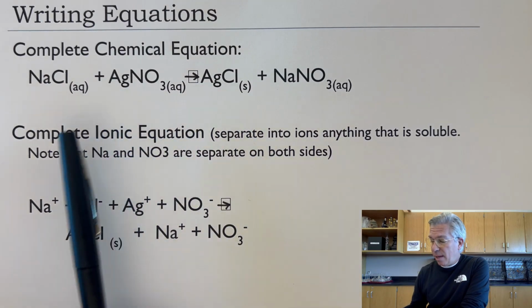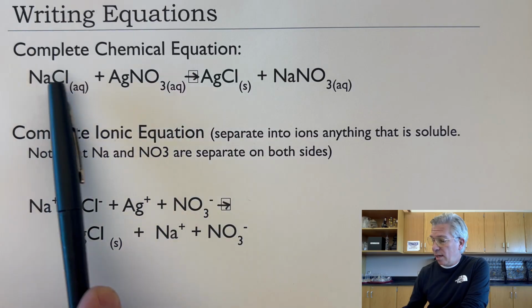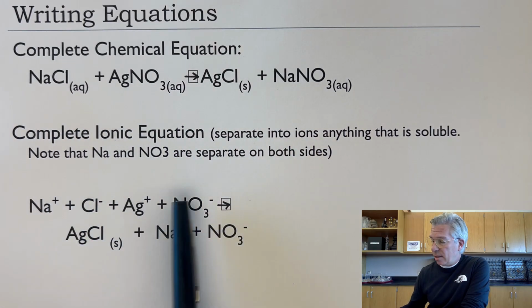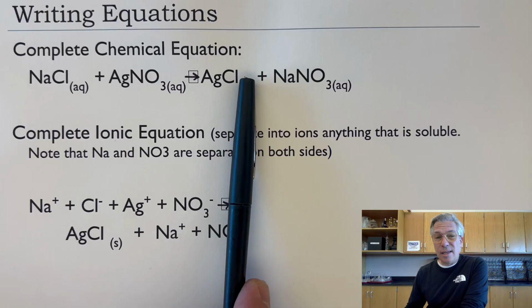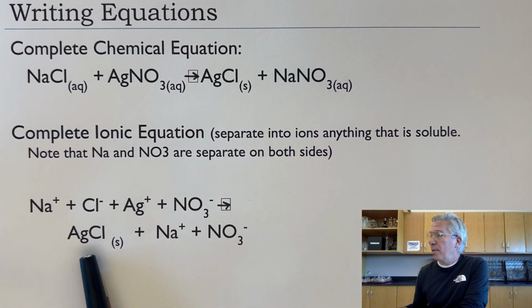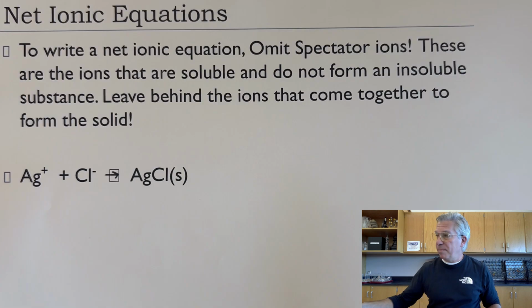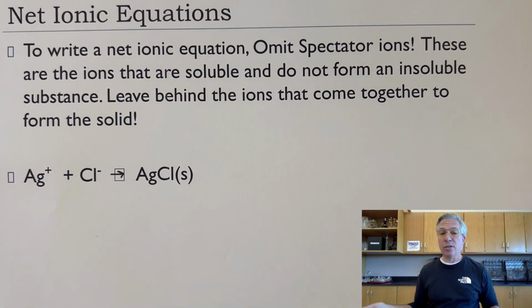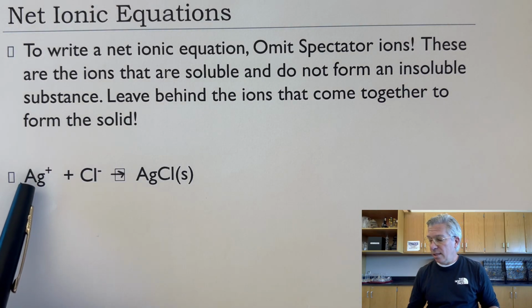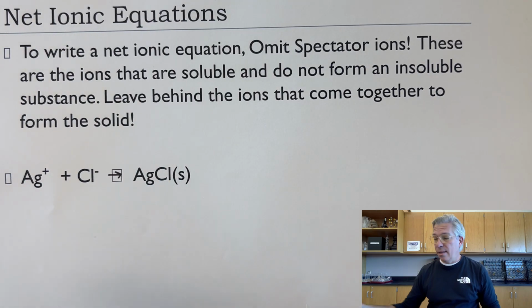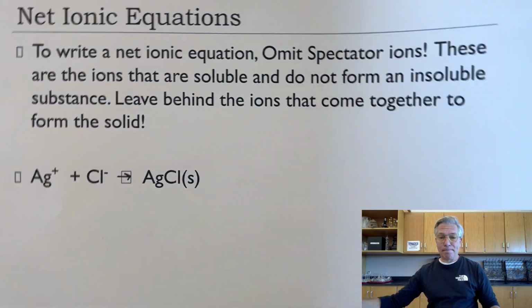Now, this could be written as a complete ionic equation, where anything that's aqueous is separated into its ions, but anything that's together is written as together. So that's your complete ionic equation. It might also be written as a net ionic equation, which omits the spectator ions that are there but not doing anything. They're just kind of checking out what's happening, and we get rid of those. So if you see ion, ion, and a solid, that is also a precipitation reaction.